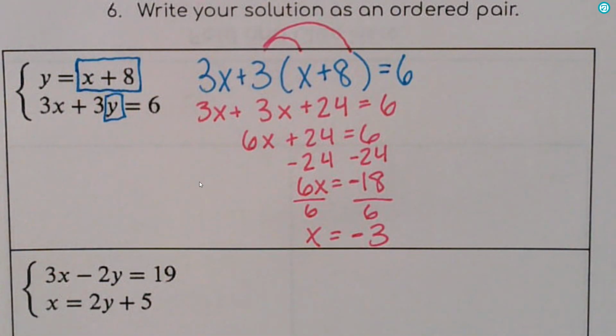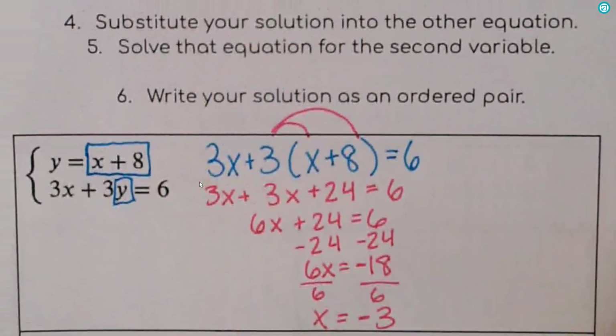So, with substitution, we have now solved for x. With every system, your answer is going to be an ordered pair. We need to solve for both x and y. So now we are ready for steps 4 and 5. Before I move on to that, does anyone have any questions?